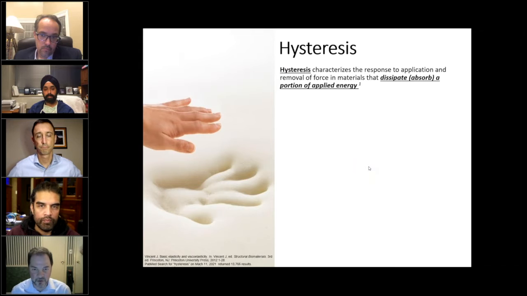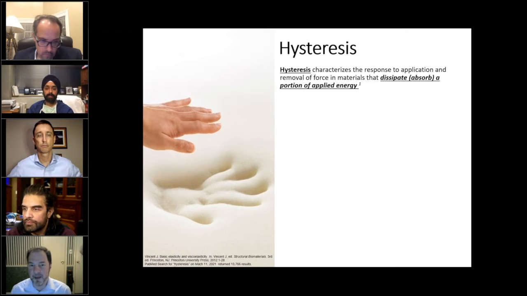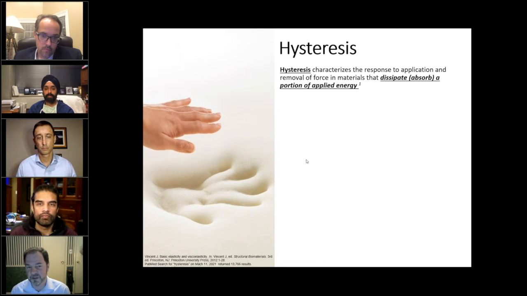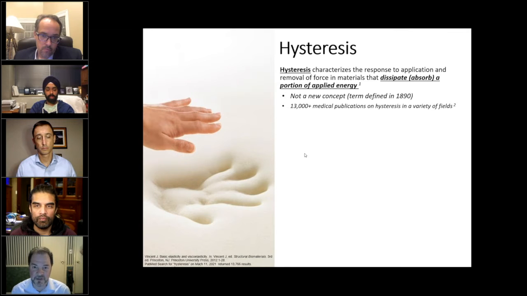The term hysteresis, just so you are aware, is not something we invented. It's been around for a long time, and it characterizes the response to application and removal of force in materials that dissipate a portion of the applied energy. There you see a foam mattress. If that was a spring mattress, it wouldn't have a hysteresis effect, but because it's a foam mattress, it has a rate-dependent deformation relationship. The term was coined in 1890 by a Scottish physicist, and it's not new in medicine either. If you go on PubMed and type in the word hysteresis, you'll find something like 13,000 publications that discuss the term.